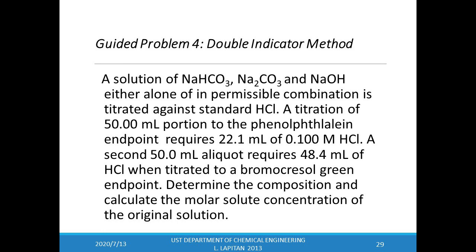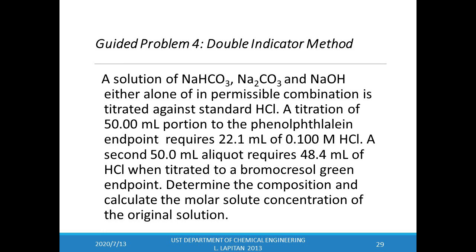A solution of sodium bicarbonate, sodium carbonate, and sodium hydroxide, either alone or in permissible combination, is titrated against standard HCl. A titration of a 50 mL portion to the phenolphthalein endpoint requires 22.1 mL of a 0.1 molar HCl. A second 50 mL aliquot requires 48.4 mL of HCl when titrated to the bromocresol green endpoint. Determine the composition and calculate the molar solute concentration of the original solution.